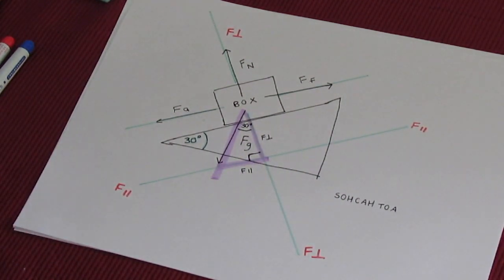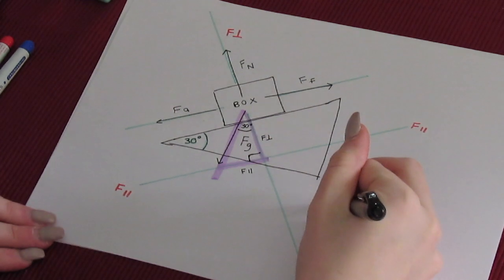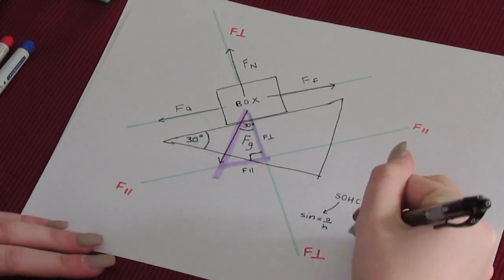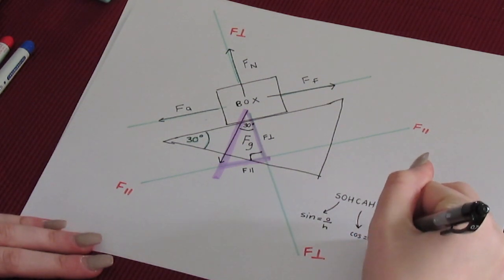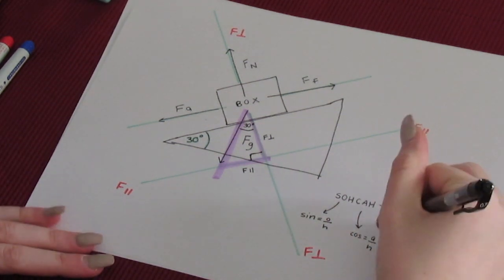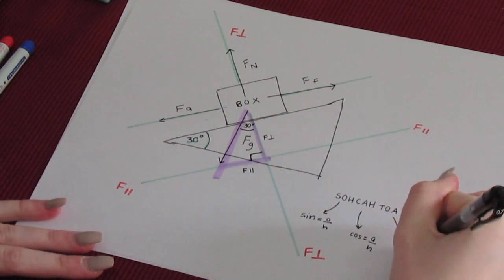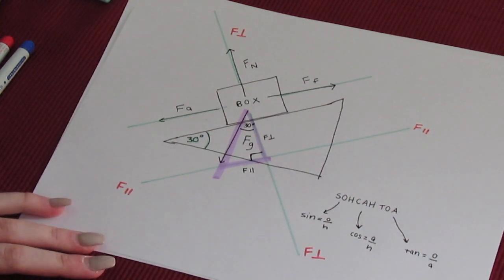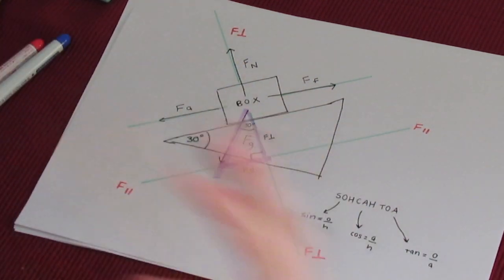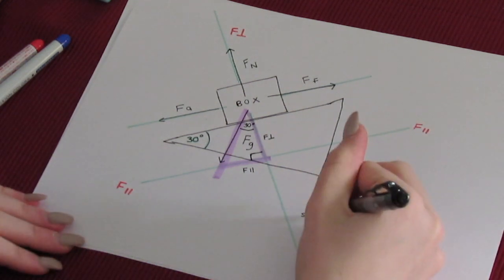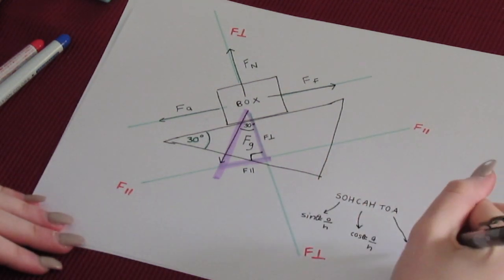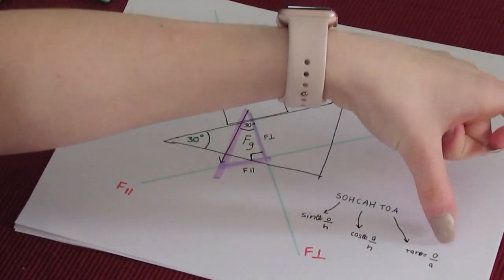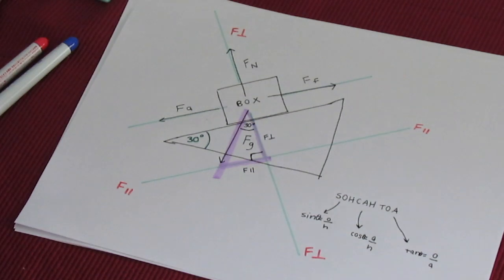So SOHCAHTOA basically is: sine is opposite over hypotenuse, cosine is adjacent over hypotenuse, and tangent is opposite over adjacent. Now this is all according to whatever your angle is, so it would be sine of theta, cosine of theta, tan of theta equals opposite over hypotenuse, adjacent over hypotenuse, and tangent equals opposite over adjacent.